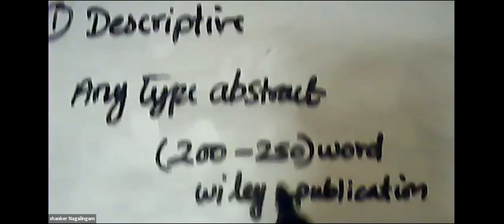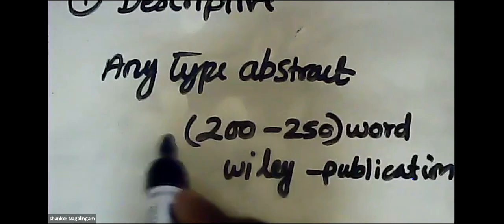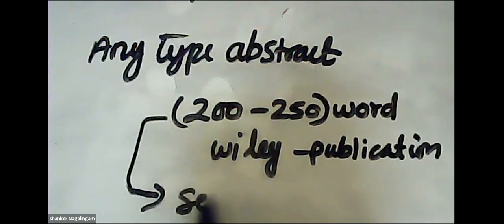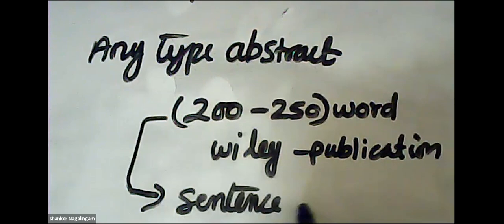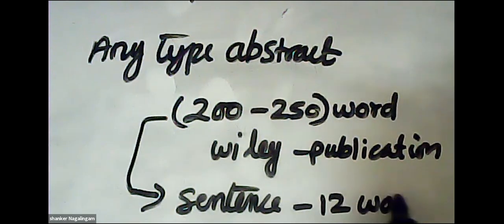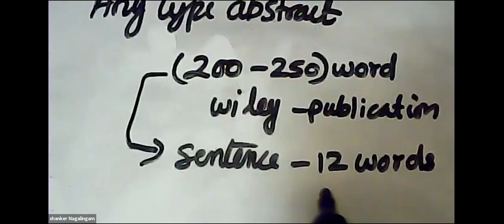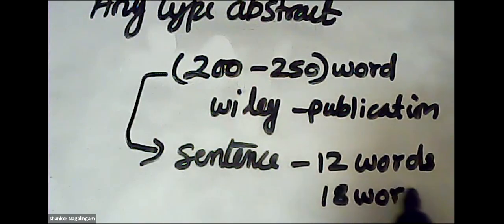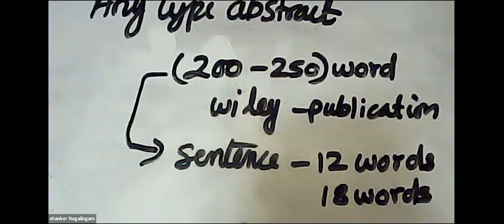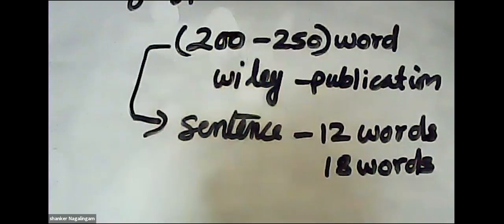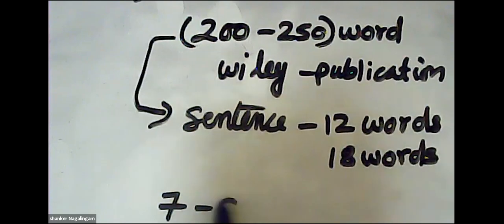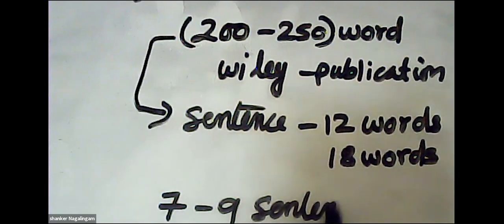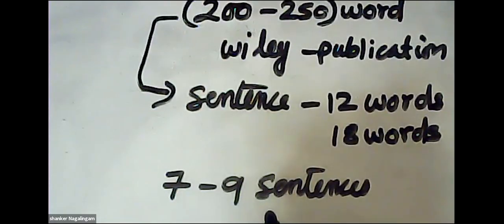Similarly, before getting into the abstract, how should the sentences be? Each sentence can be from 12 words to a maximum of 18 words. A sentence should be in that count. And when you talk about how many sentences should be in an abstract, it should be 7 to 9 sentences in any abstract. These are the basic thumb rules for writing an abstract.